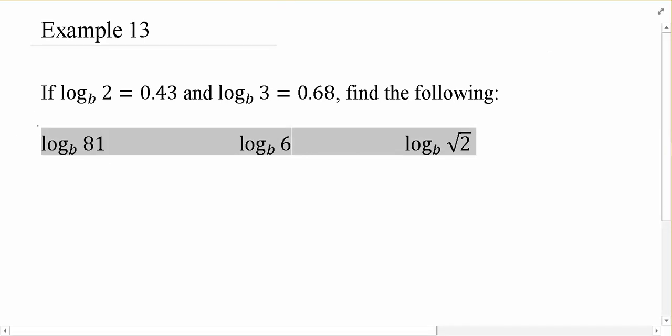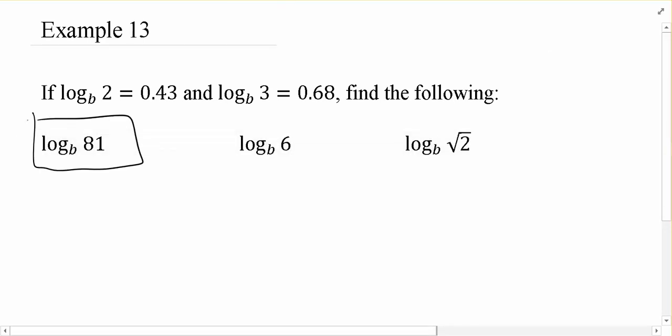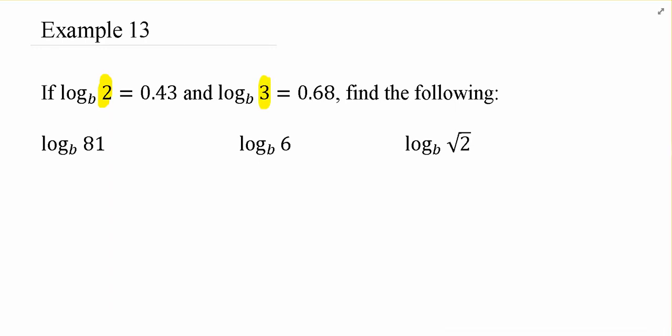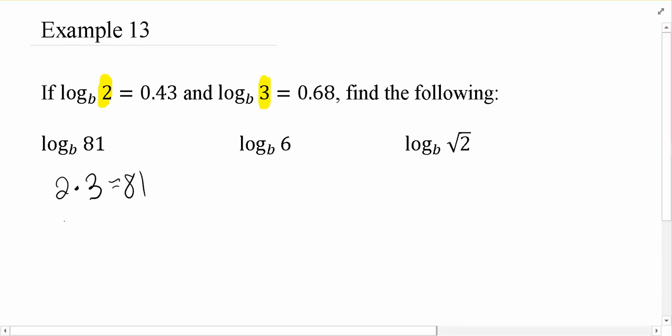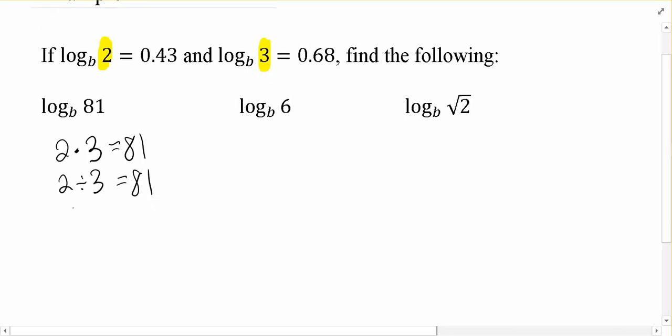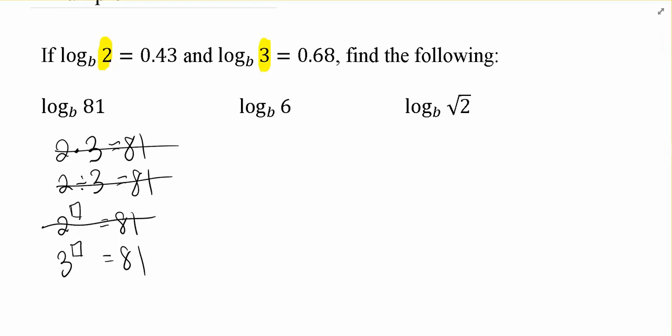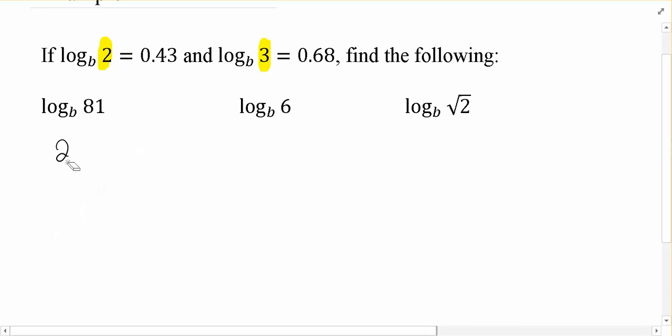So the first problem we're going to look at is log base b of 81. So we want to look at 81 and the known arguments of 2 or 3 and say, can I multiply 2 and 3 to equal 81? Can I divide 2 by 3 to get 81? Can I take 2 to some power to equal 81? Can I take 3 to some power to equal 81? Of those, yes, I could take 3 to some power to equal 81. And so that's my game plan on this problem.